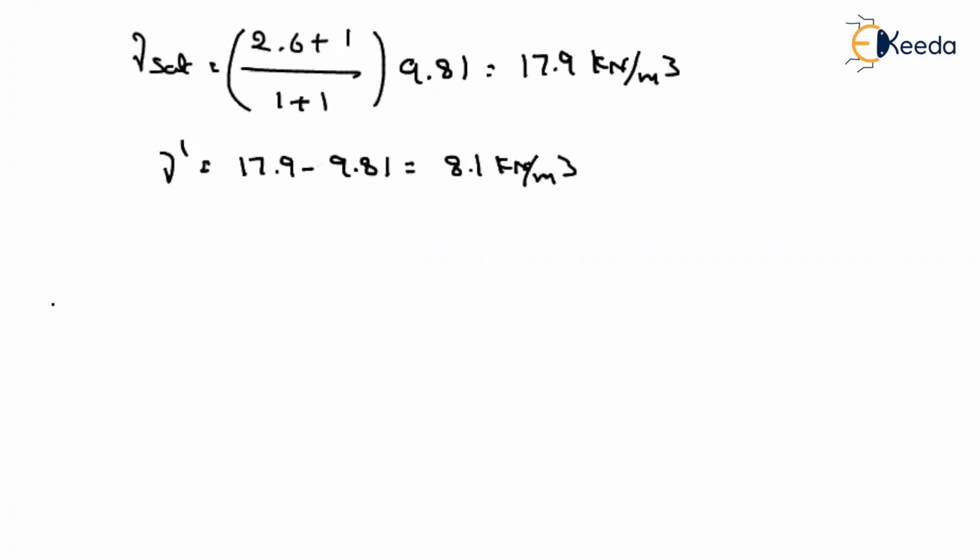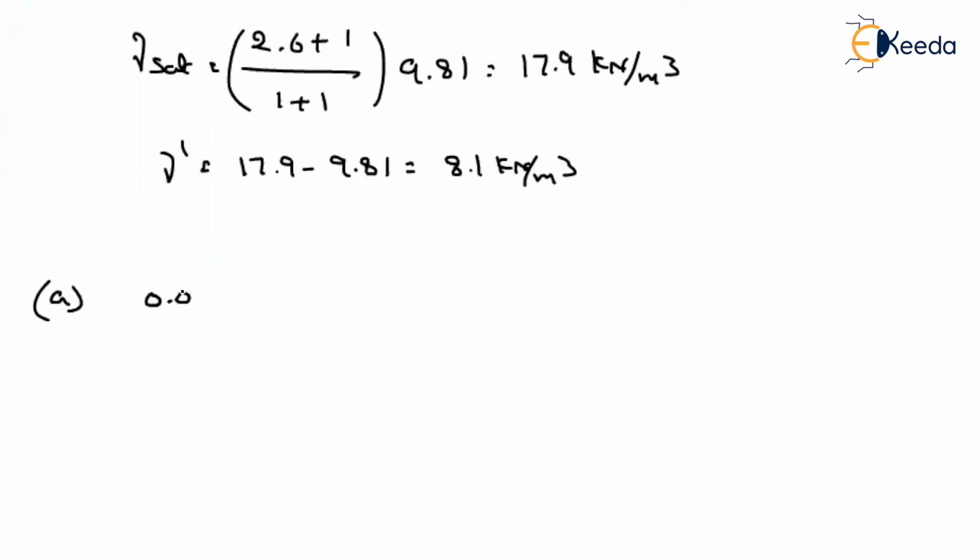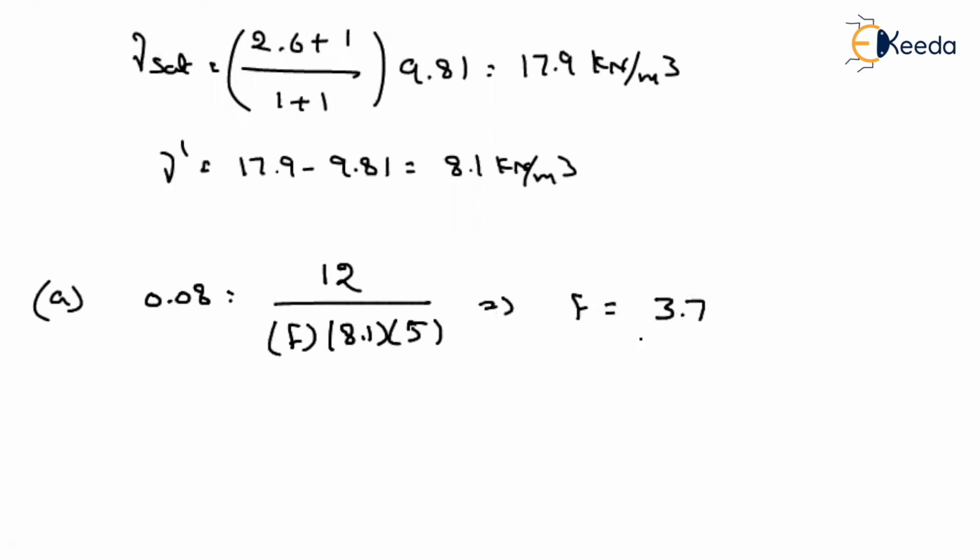So that's it. What is the first condition? Canal is full of water. What is the stability number? 0.08. That will be equal to C, given as 12, divided by F into the effective weight density 8.1 into the height 5. That implies you are getting the factor of safety as 3.7.